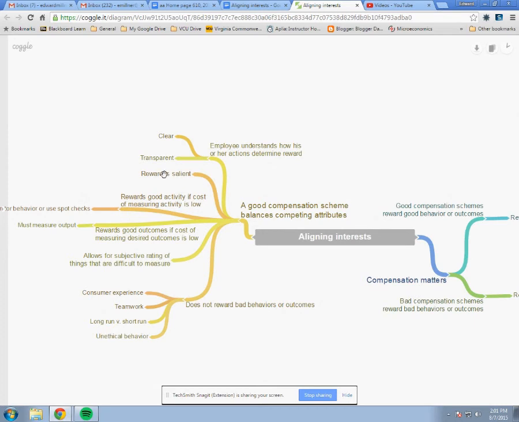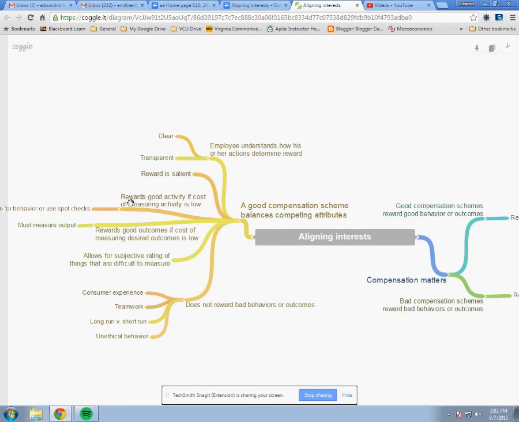You want the reward to be salient. That means it matters to them. They should care about the reward. Money usually matters, but other things matter as well. Recognition, parking spaces, all of these things might be effective rewards, but make sure the reward is salient.